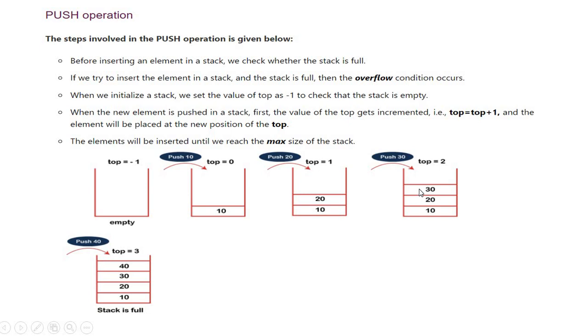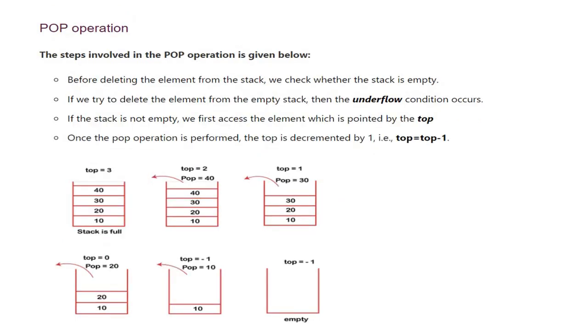Like that, to push 30, first we will increment the top value, and only then we will insert the value in the particular stack. Now here we have declared the stack size to be 4. So at this position my stack becomes full. Now if I try to push one more element, 50, into the stack, first I'll check the is full condition. So what will it return? It will return that the stack is full, so I cannot insert further elements into the stack.